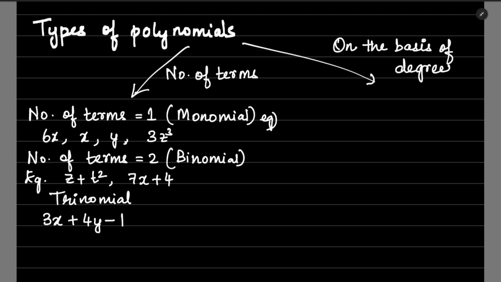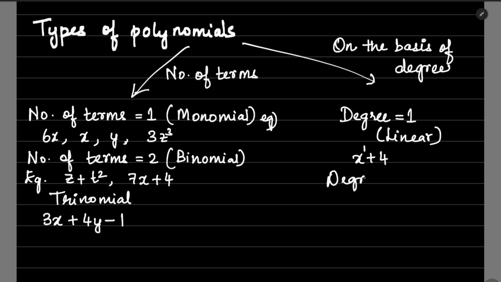Now, based on the degree, if the degree of the polynomial, that is the highest power, is 1, then it is called a linear polynomial. For example, x plus 4. The highest power of the polynomial is 1, and if the degree is 1, it is called a linear polynomial.